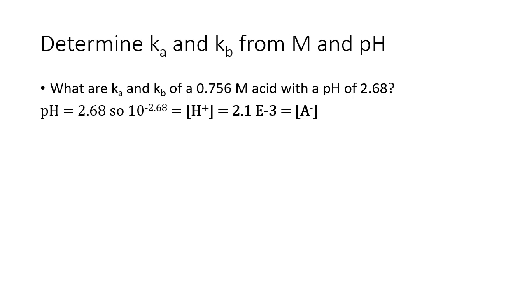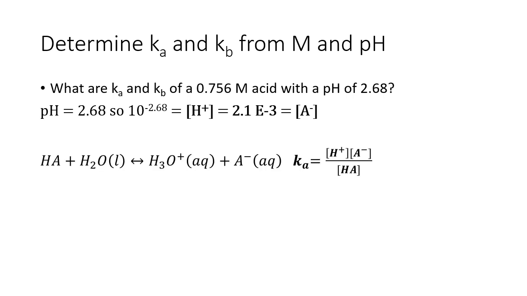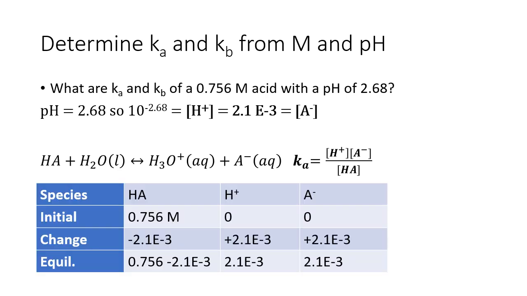Now we're going to use that general equation for an acid dissociating, and we're going to apply an ice table here. So we have 0.756 molar, and then we're going to add the 2.1 times 10 to the negative third to the H and the A minus, and we're going to subtract it from the HA.